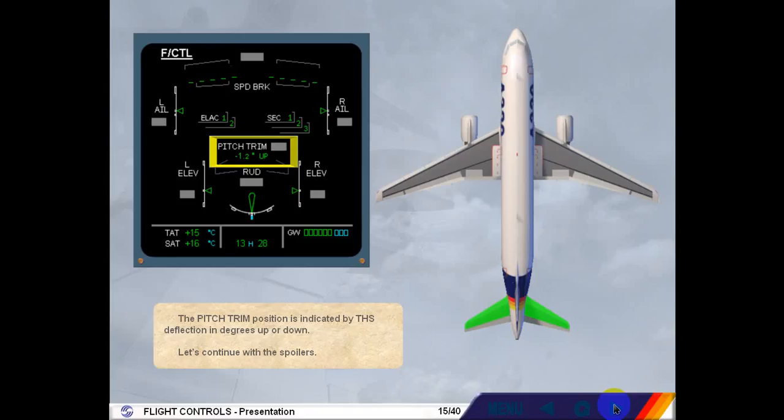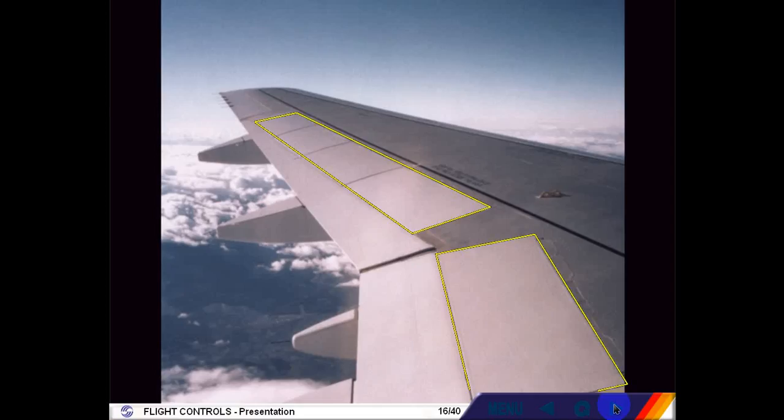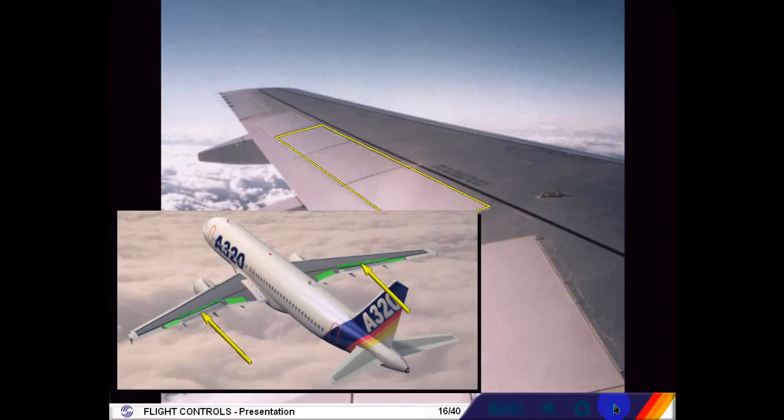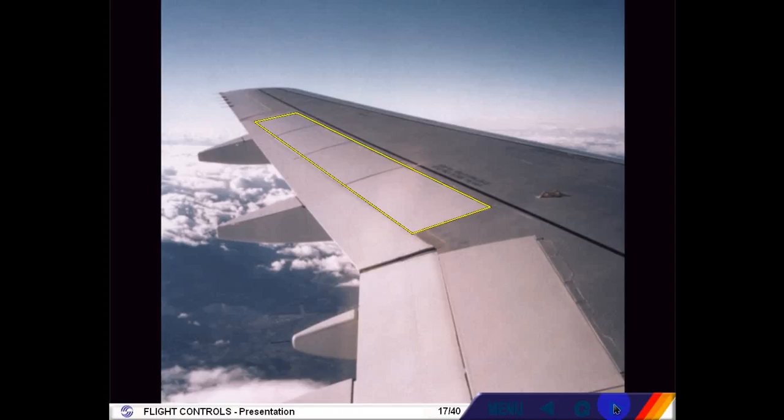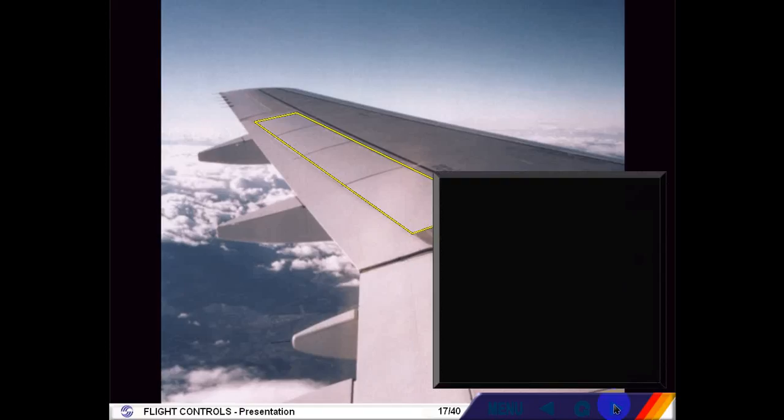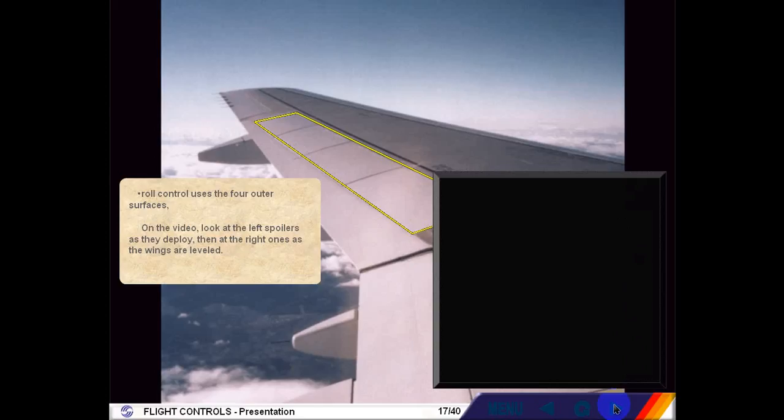Let's continue with the spoilers. The spoilers have several functions. Speed brakes use the 3 central surfaces. Roll control uses the 4 outer surfaces. On the video, look at the left spoilers as they deploy, then at the right ones as the wings are leveled. Click on the video window to start it.